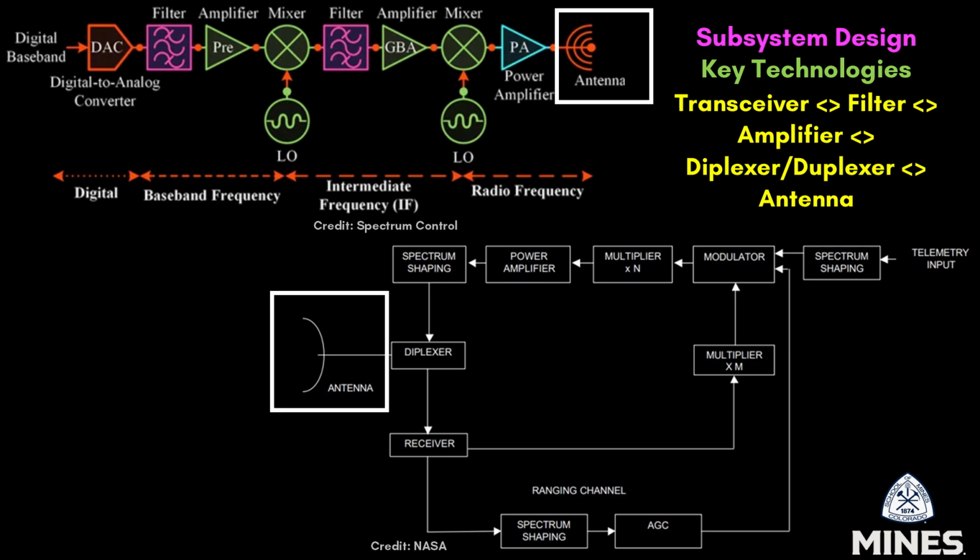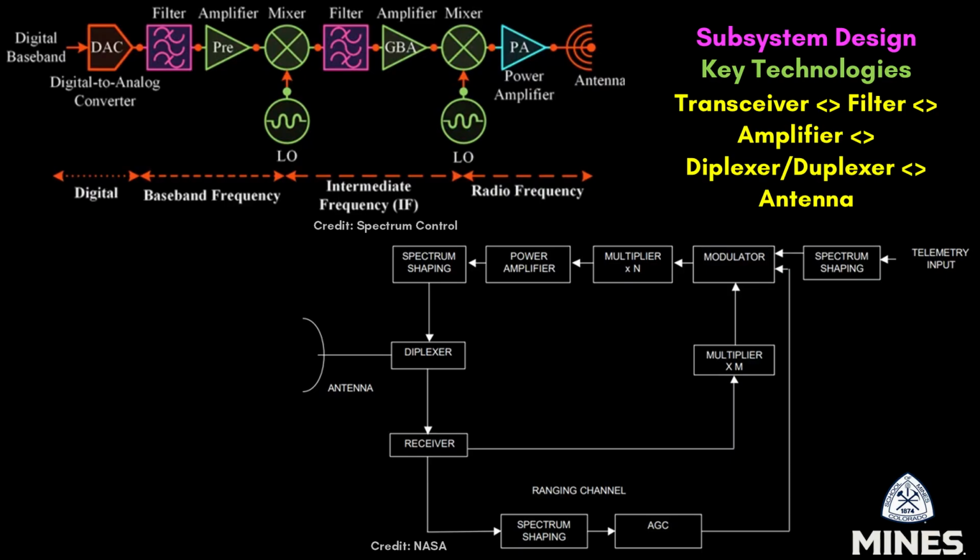Finally, the antenna is the critical interface between your spacecraft and ground. In both diagrams, it's the last component for transmit and the first for receive. This is where electrical signals become electromagnetic waves for wireless communication and vice versa. These core components, the transceiver, amplifiers, filters, diplexer, and antenna, all work in concert to form a robust communication subsystem, enabling our space robots to send and receive vital data across vast distances.